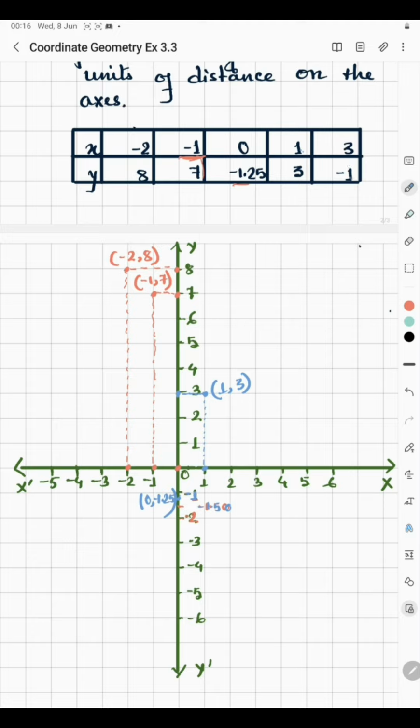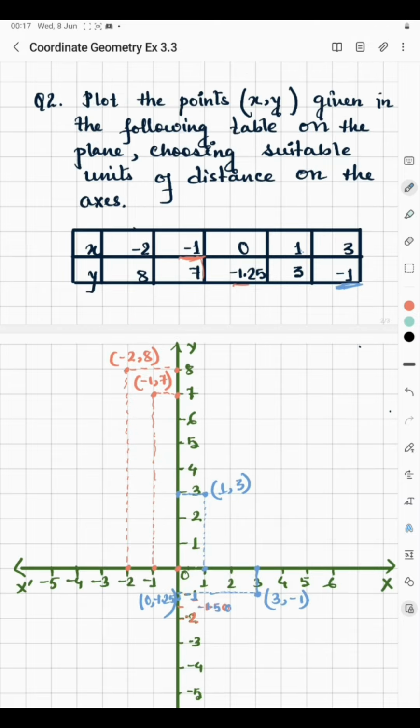Next we have 3, minus 1. 3 is the value of x and minus 1 is the value of y. So where is 3? 3 is positive, so we'll go to the right of origin. So here is 3. And the value of y is minus 1, so we'll go down. So here is minus 1. From minus 1, if you draw a dotted perpendicular line, and from 3 if you draw the perpendicular line, the two lines meet over here. So this is 3, minus 1.